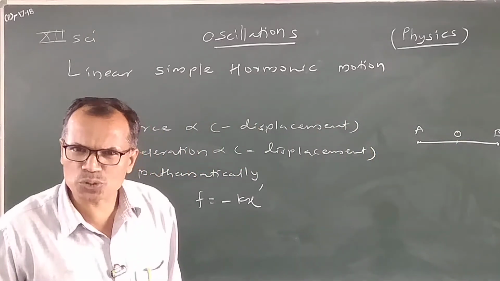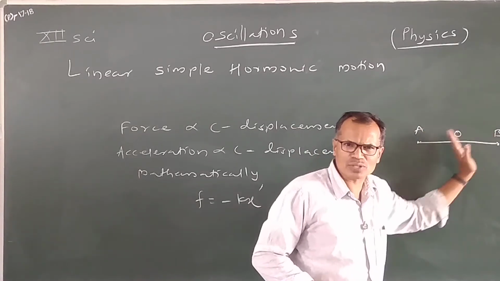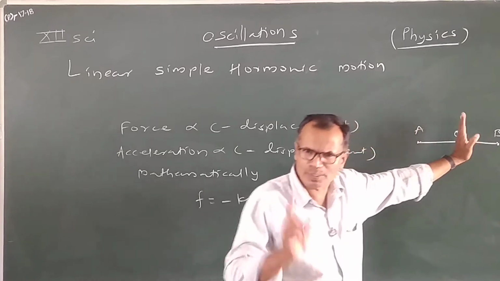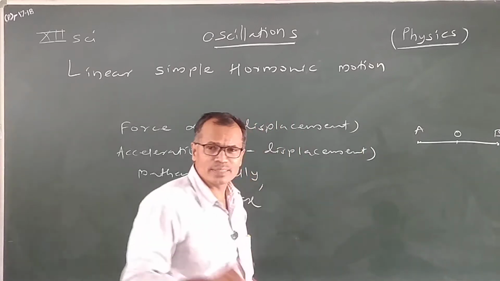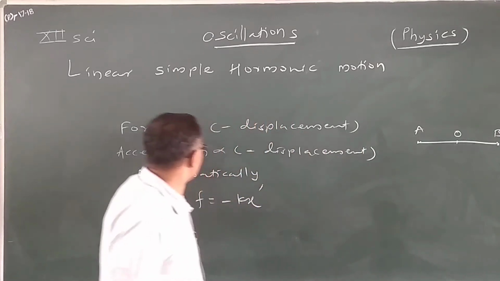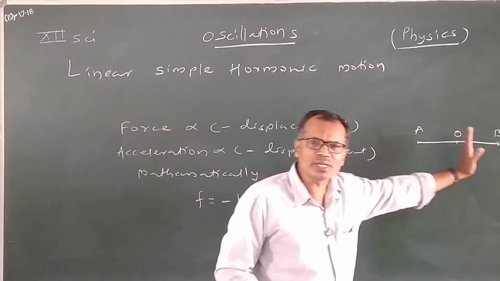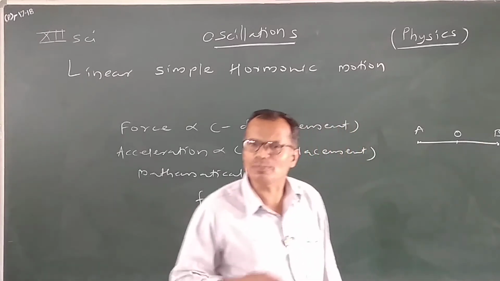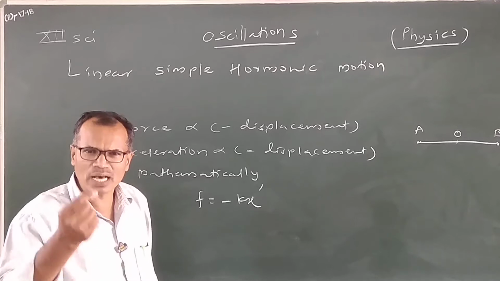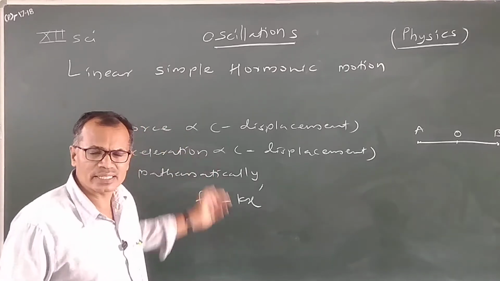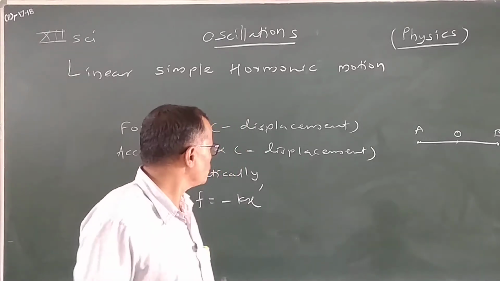In linear simple harmonic motion, the particle moves to and fro along the same path. The path is a straight line. O is called the mean position. A and B are called the extreme positions. That is, in a linear simple harmonic motion, the acceleration and the force are directly proportional to the displacement measured from the mean position, and their directions are opposite. Or in one sentence, force or acceleration are directly proportional and opposite to the displacement.